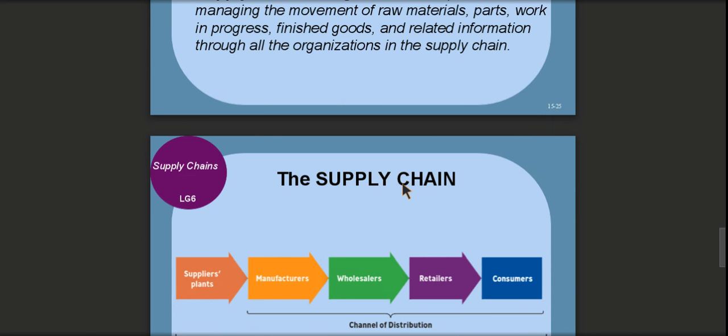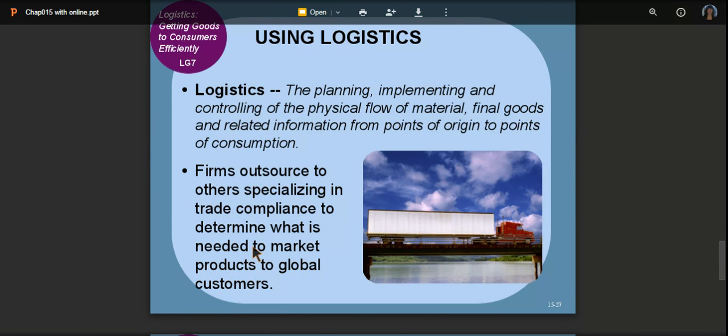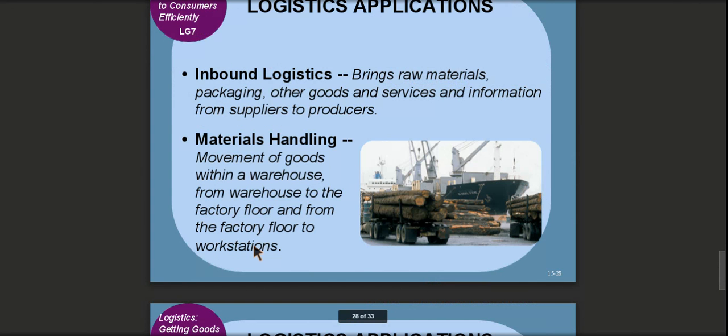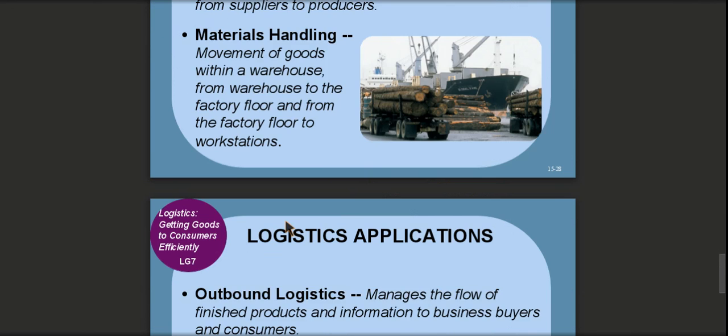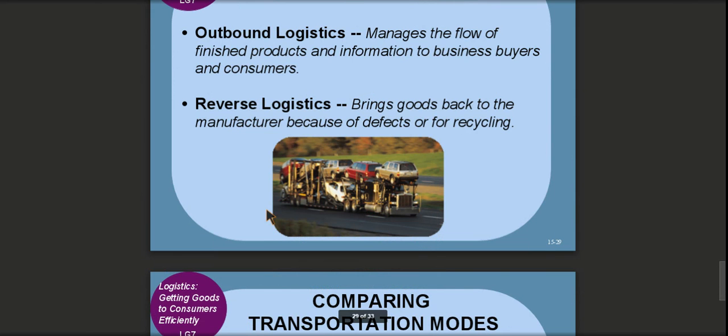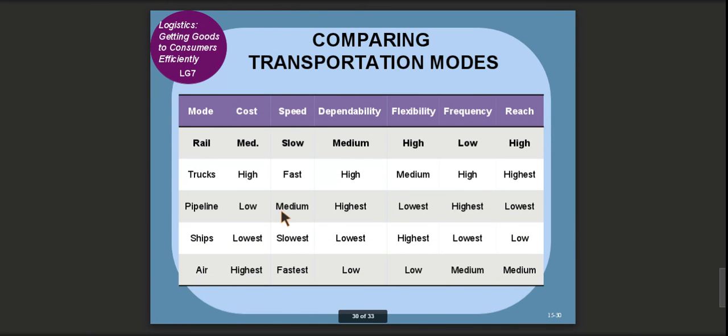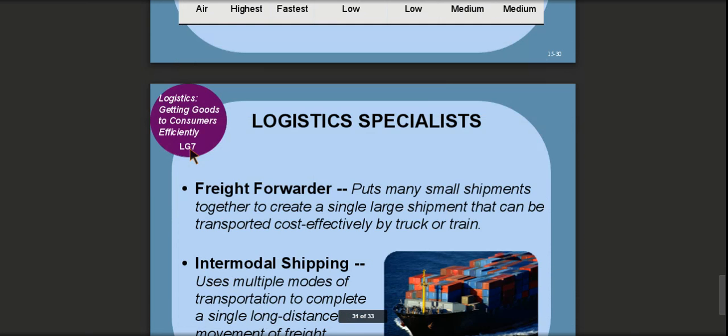Logistics is similar to supply chain, but it deals mostly with just the physical flow of material. Inbound logistics, bring raw materials, packaging, whatever, from suppliers to producers. Outbound, the other way. Reverse, if you were going to return something, if it did not work for one reason or another, that would be reverse logistics. I'd really like you to understand that in the US, the rail is the most frequently used form of transportation. Okay.